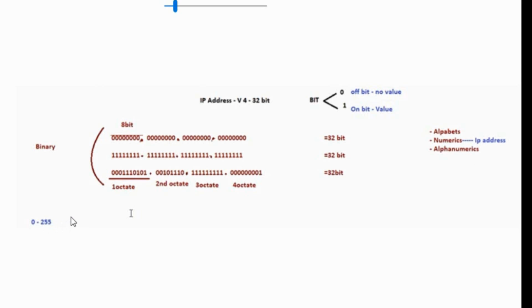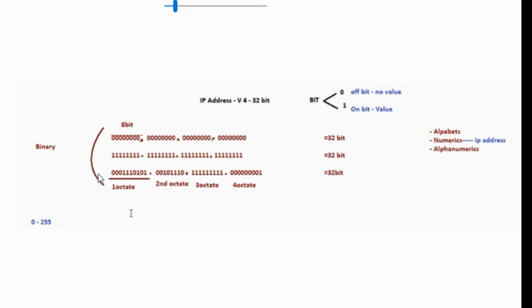And also I have to explain another thing. As you know, I have explained to you about the on bit, the off bit, about IPv4, how it works, octets, and so on. But you have to know one thing also, which is that you cannot exceed from 0 to 255.